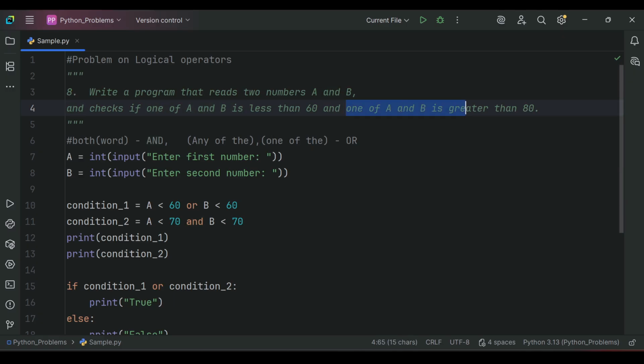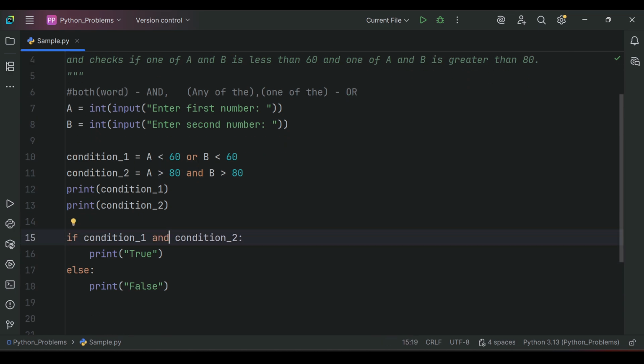One of a and b is greater than 80. This is also "one of", which means here also a is greater than 80 or b is greater than 80. But for the final result, we will apply AND between the two conditions.